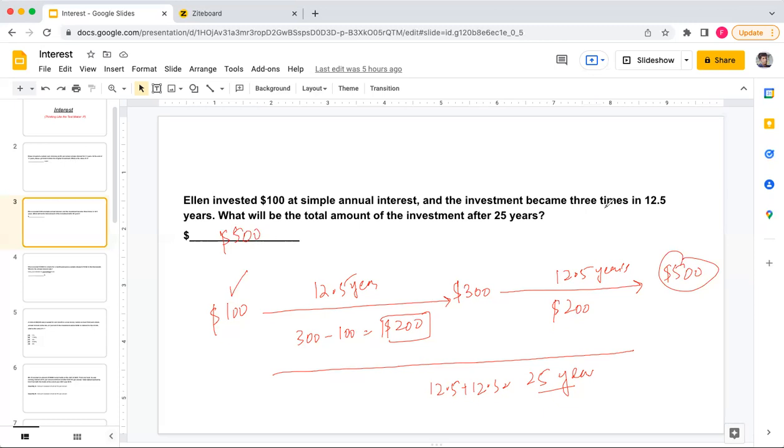Because you started with $100 as a principal amount, and you say that after such years the value becomes this many times, then you have to consider the principal amount, not the interest or any other value, if it is not mentioned. This is the way you find the simple interest, right? So in 12.5 years, the total simple interest is $200. For the next 12.5 it is also the same, and that adds up to $500.